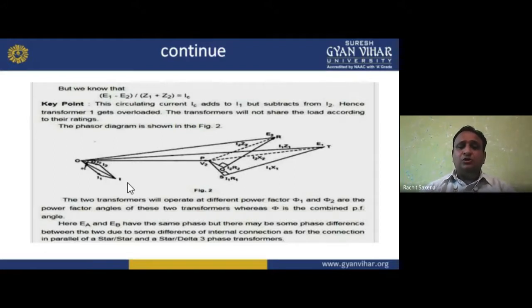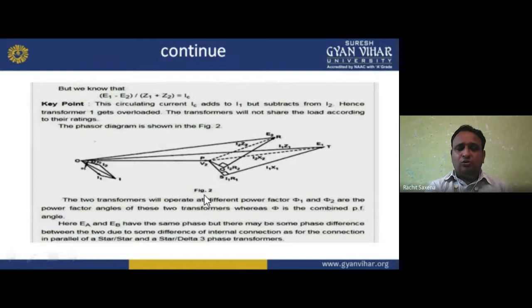So (E1 − E2) upon (Z1 + Z2) is equal to the circulating current. The key point we are getting: this circulating current IC adds to I1 but subtracts from I2. Hence, transformer 1 gets overloaded. Transformers will not share the load according to their ratings because the voltage ratios are different. So the first is overloaded but the second is not overloaded. The phasor diagram is shown in figure 2.